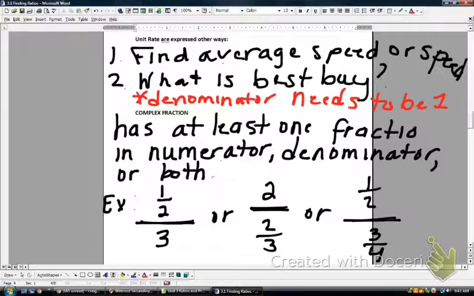It has at least one fraction in the numerator, which is our first example, or it has one fraction in the denominator, which is our second example, or it has fractions in both the numerator and the denominator, which is our last example. And so you know how to solve those. We've done those before in our very first unit, and like I said, with a calculator it makes it a little bit easier.